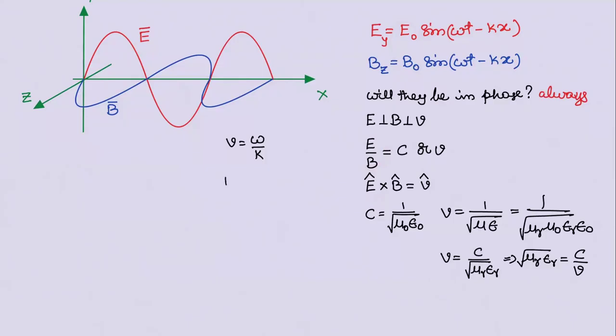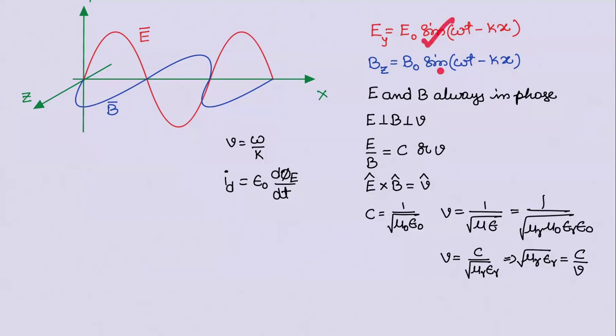That is, the displacement current ID is equal to epsilon naught d phi E by dt. Right? So will they be in phase? I'll write E and B always in phase. Remember this. E and B will always be in phase.